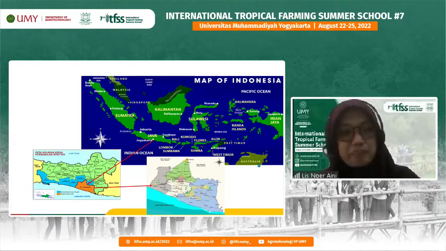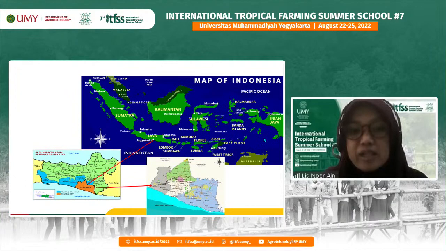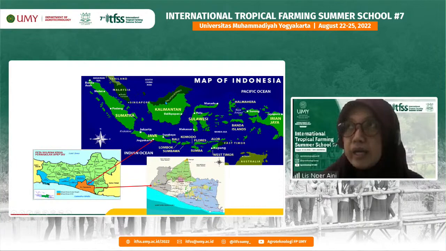However, not all beaches in Yogyakarta have the same material. We have two types of coastal material. The first is the volcanic material in this area, and the second is the limestone material in the east and west.